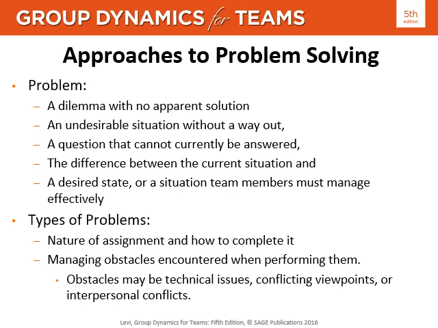A team's assignment contains two primary problems. Number one is determining the nature of the assignments and how to complete them. Number two is managing problems and obstacles encountered when performing them. These obstacles may be technical issues, conflicting viewpoints, or interpersonal conflicts.